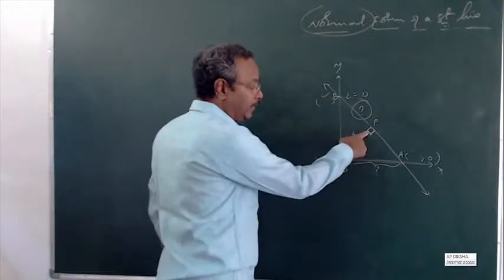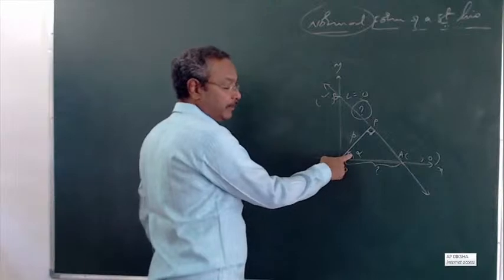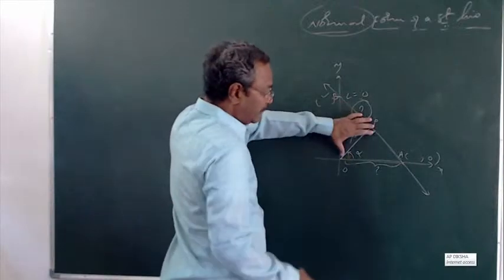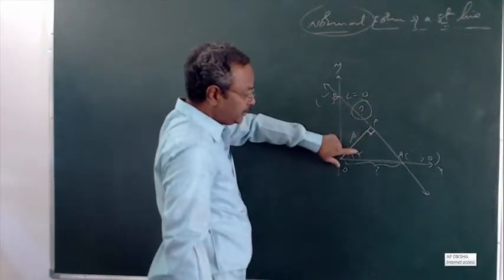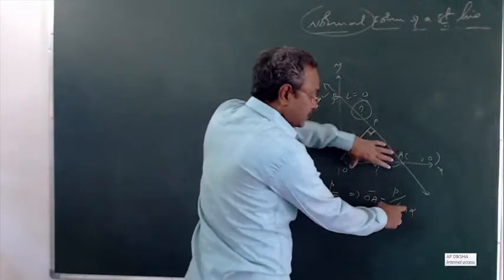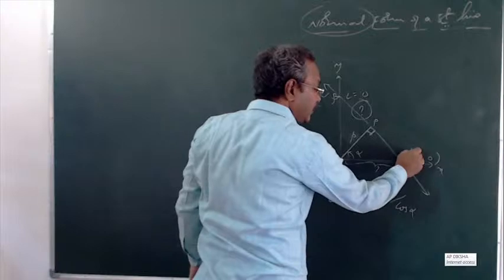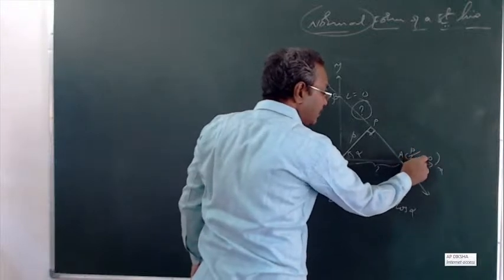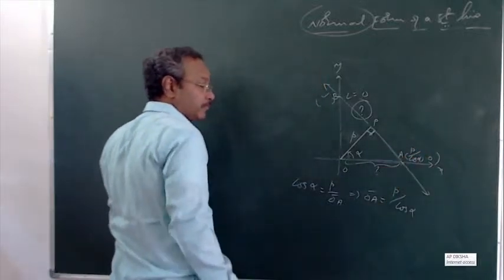In triangle OPA, angle P is 90 degrees and angle O is alpha. You know the measurement of this one, that is the adjacent side to this alpha. So if this measurement OA is equal to p by cos alpha, this quantity is p by cos alpha. You got this point A now.